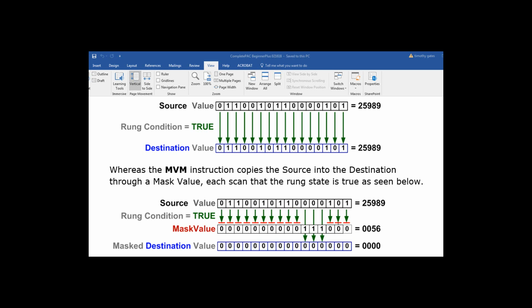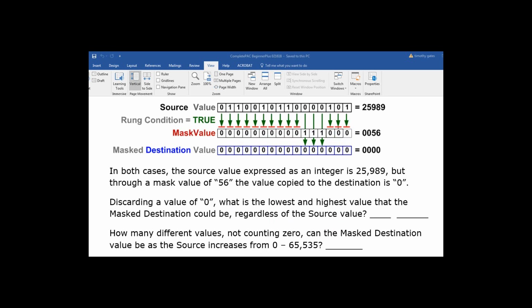The important point here for you to notice is that when this mask move executed, it moved the value of 25,989 from the source to the destination through a mask, but the result is that the destination is 0 because those 3 bits in the source bit pattern were zeros, and that's all that got moved, were the 3 zeros. And I did ask you a question here: discarding the value of 0, what is the lowest and highest value that the mask destination could be regardless of the source value?